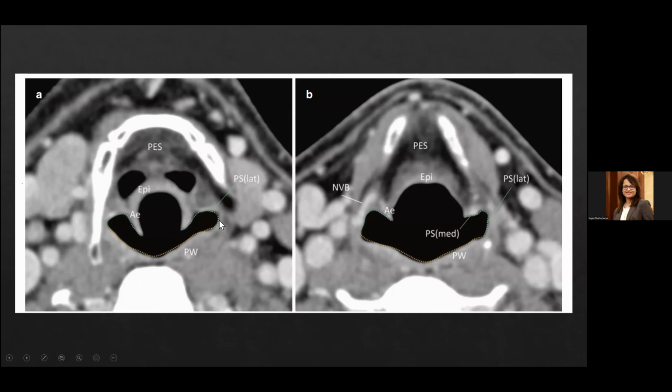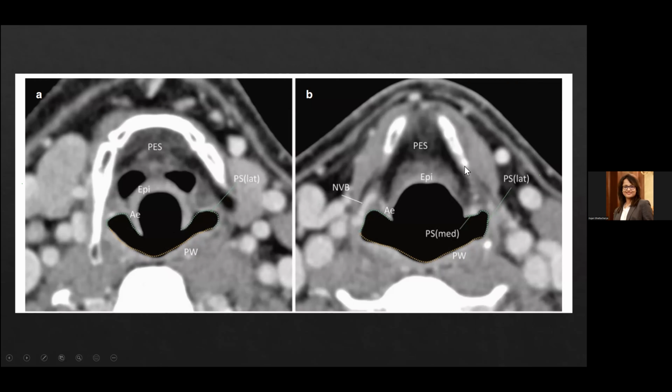On the more inferior section, this fat-containing space is basically the pre-epiglottic space, and it is connected by the hyoepiglottic ligament, and the mucosa is basically the base of the tongue.